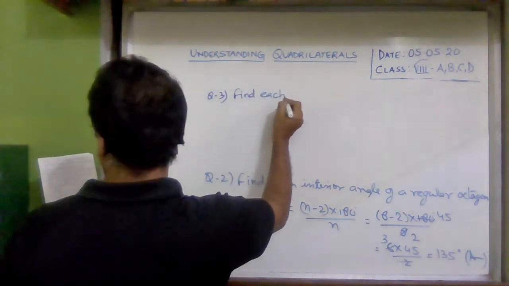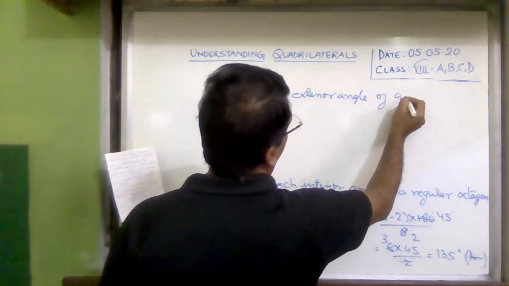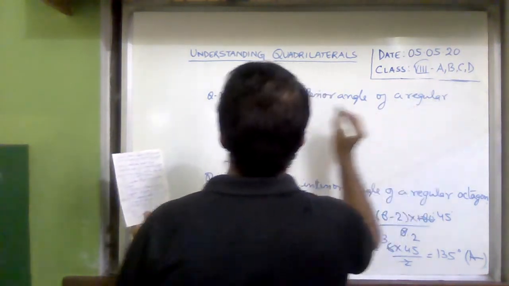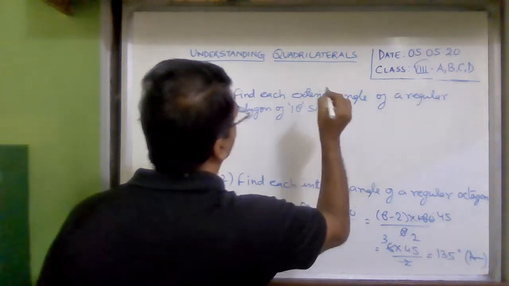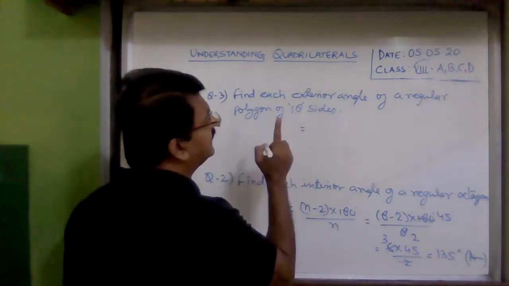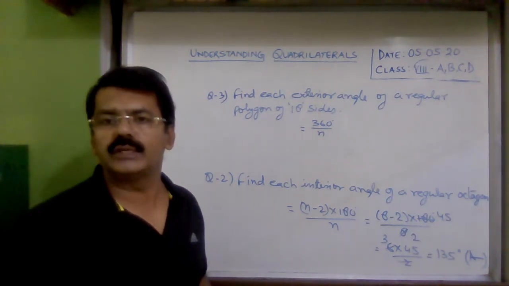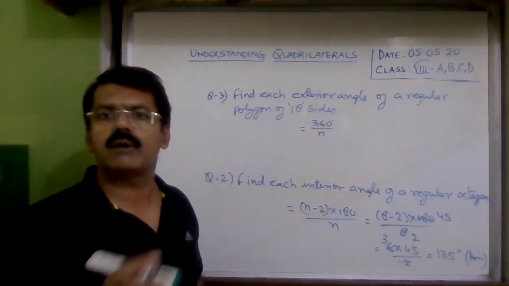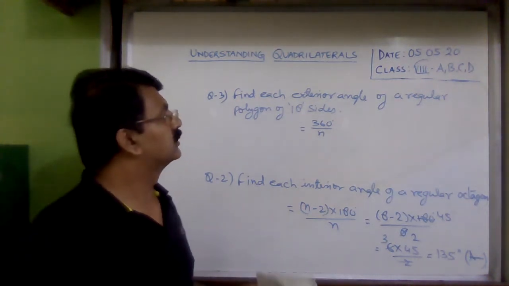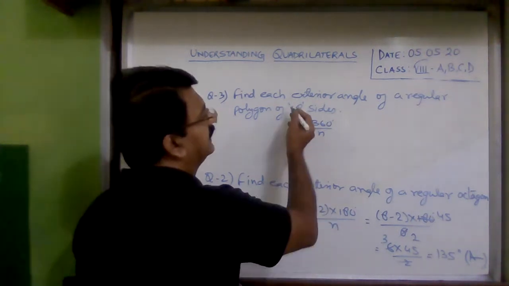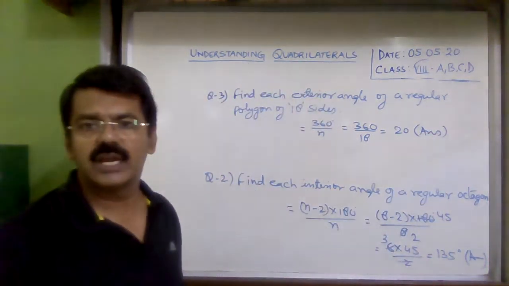Find each exterior angle of a regular polygon of 18 sides. I told you that the formula for each exterior angle of a regular polygon is 360 upon n, because in any polygon the sum of all the exterior angles is always 360, irrespective of how many sides there are. In a regular polygon all the exterior angles are equal, and if there are n sides there will be n angles. So to find each exterior angle we divide by n. Here n is 18, so 360 upon 18 is equal to 20 degrees. The answer is 20 degrees.